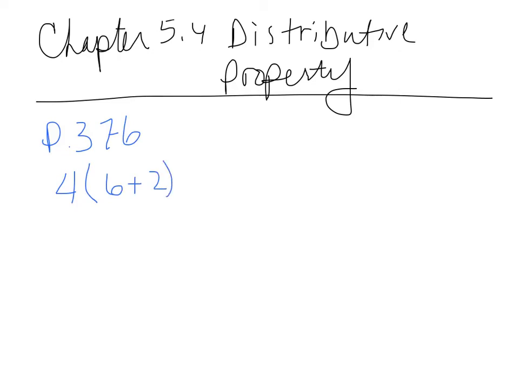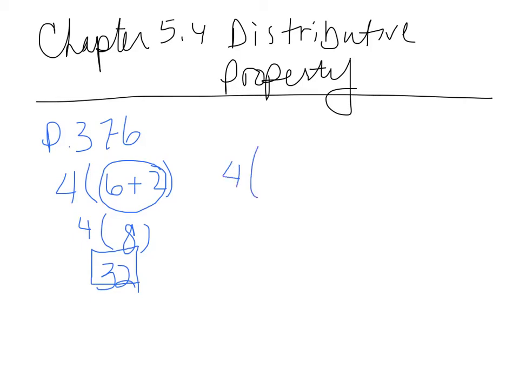This kind of bugs me a little bit because this really isn't distributive so much as order of operations. But we're going to be looking at it with distributive instead of order of operations. So really, in order of operations, you would circle whatever's inside and do that. 8, circle and solve, and bring it on down. And it is 32.